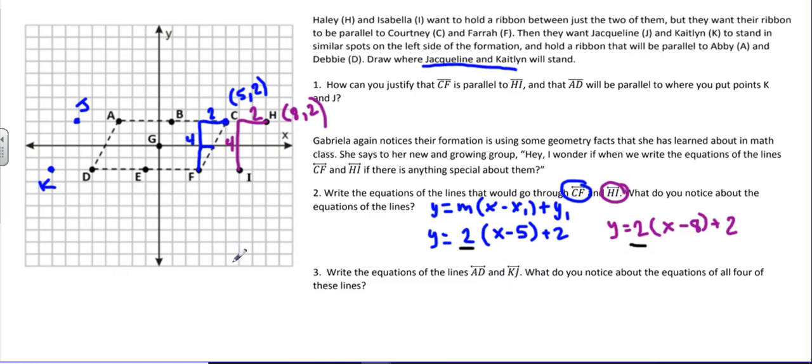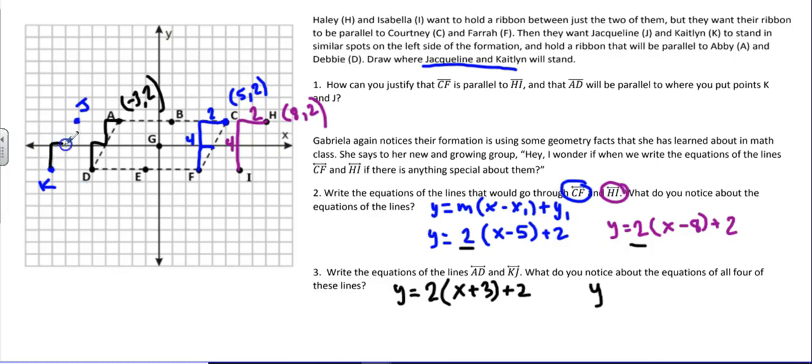All right, AD. So for AD, I'll start with y equals, and then I need the slope. So I can go up 2 over 1, up 2 over 1. So the slope is 2. And then x minus, I need a point, 1, 2, 3, 1, 2. So this is negative 3, 2. And so that's AD.